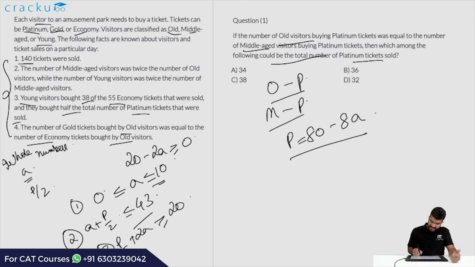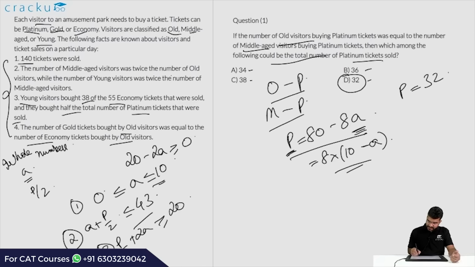The relationship is that A is a whole number, and P is also a whole number. Therefore, P, which is equal to 8 into (10 minus A), has to be a multiple of 8, because if it is not a multiple of 8, then we won't be getting a whole number solution. This would imply that the only number here which is a multiple of 8 is option D. So the only possible total number of platinum tickets, P, is 32.